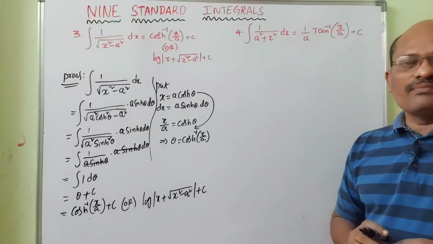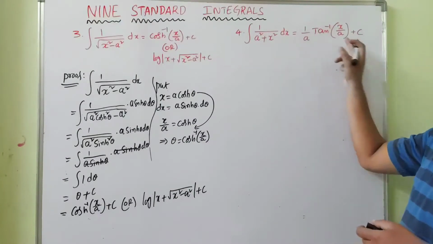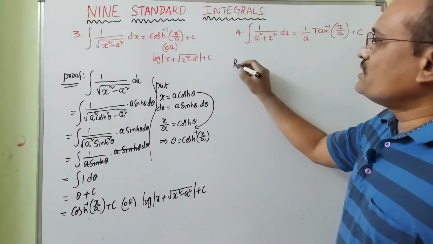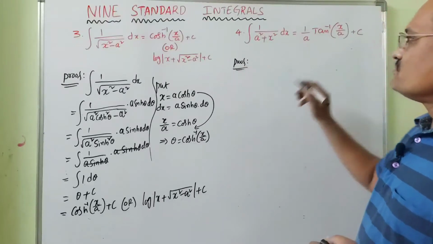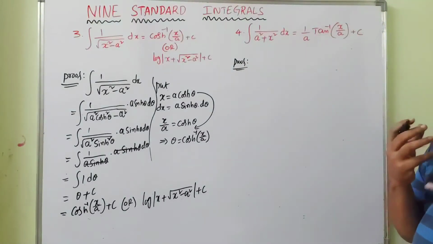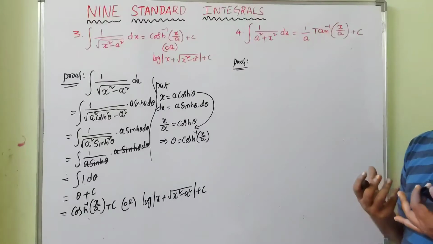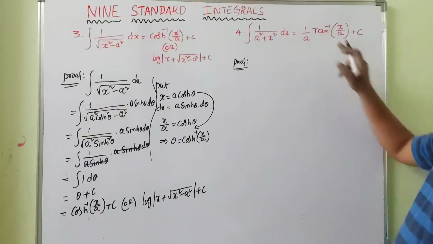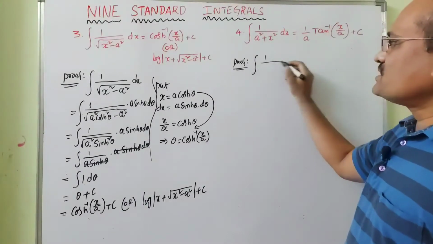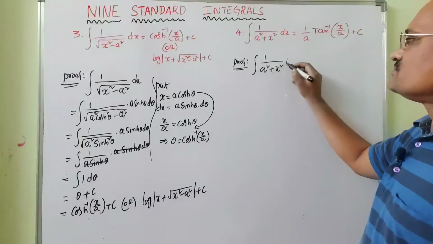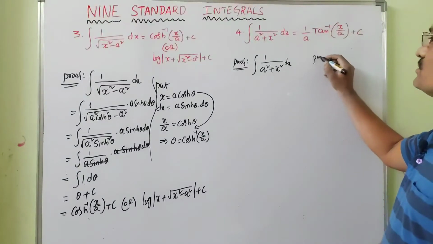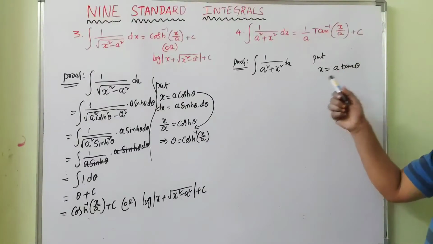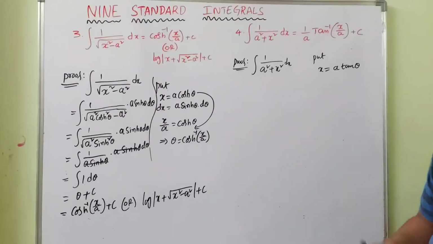Now I am going to prove the fourth standard formula. Integral of 1 by a square plus x square dx equal to 1 by a tan inverse of x by a plus c. As I told you, if you observe the result, you can think about what is the suitable substitution. Here tan is there, no? So here the suitable substitution is x equal to a tan theta.